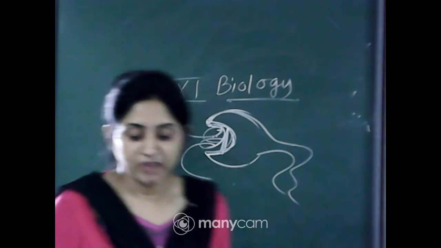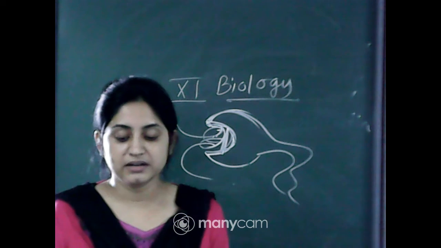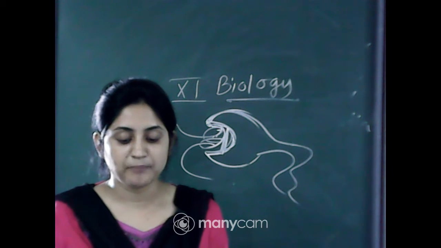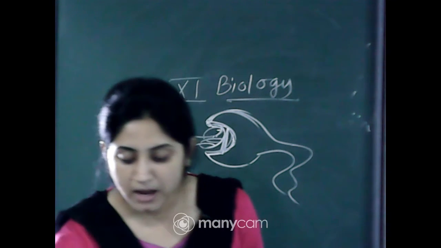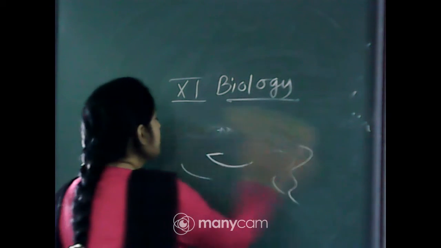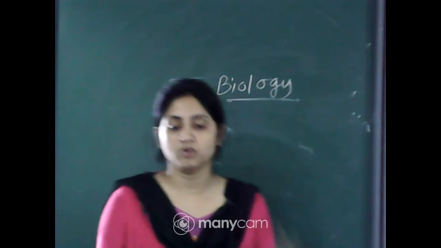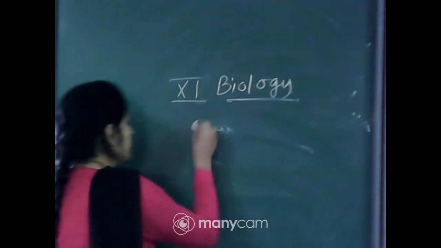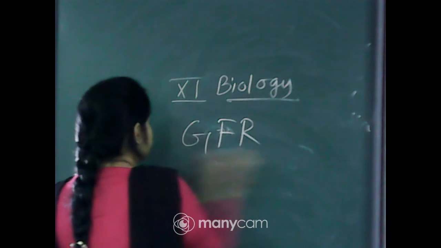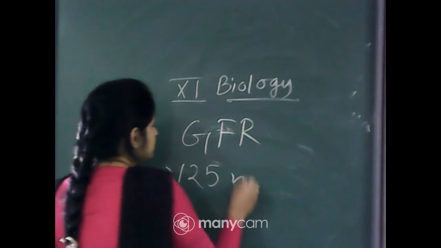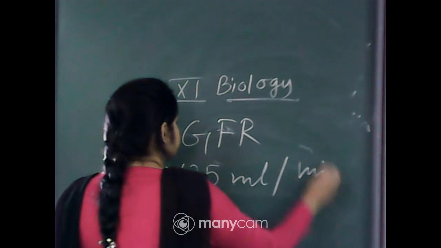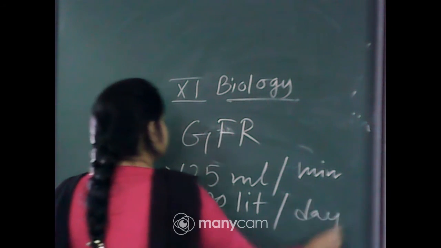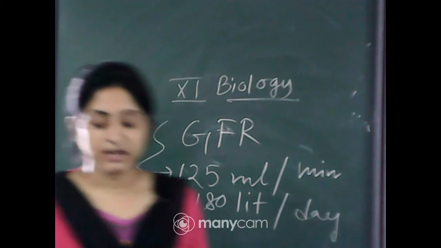glomerulus membrane. Okay, the amount of filtrate formed by the kidneys per minute is called the glomerular filtration rate. GFR in a healthy individual is approximately 125 ml per minute or 180 liters per day. Glomerular filtration rate means how much the glomerulus can filtrate per minute, and the GFR of an adult human is 125 milliliters per minute and 180 liters per day. So this is the GFR of an adult human.